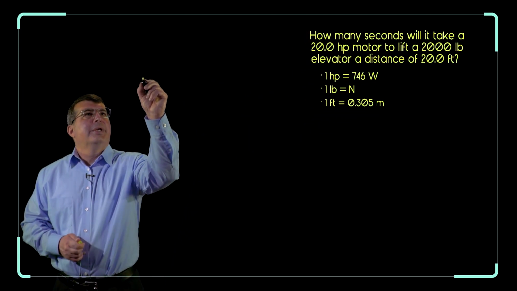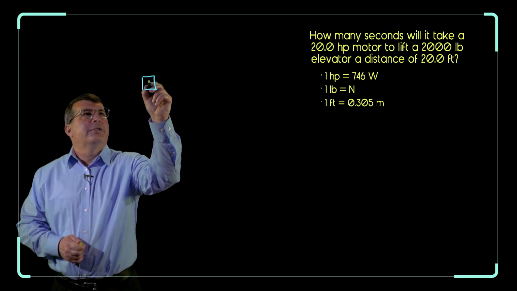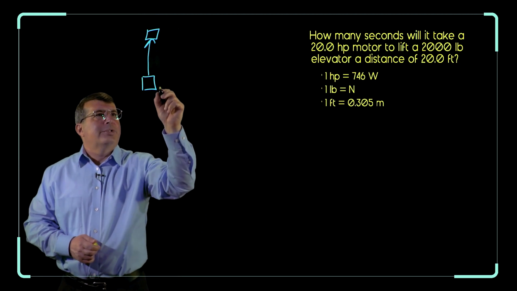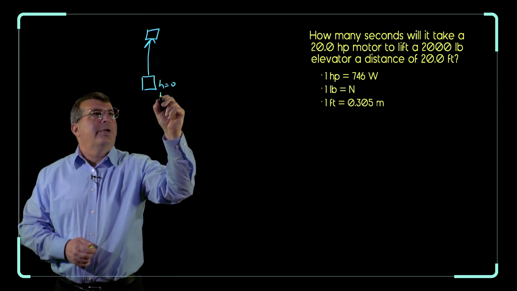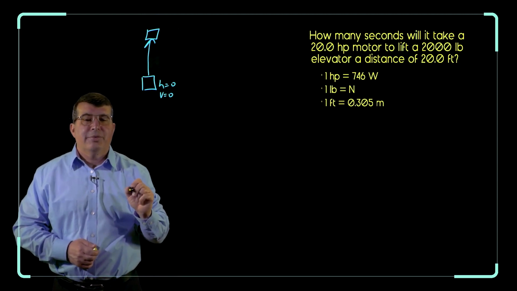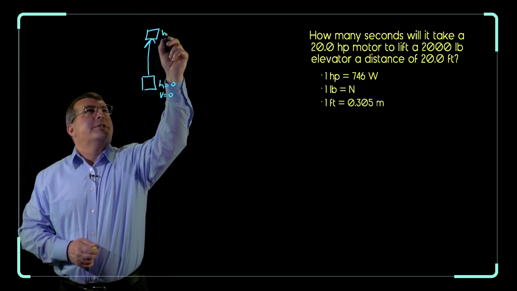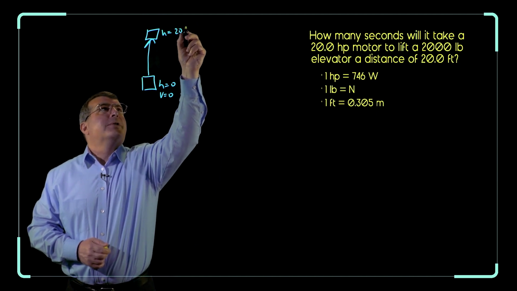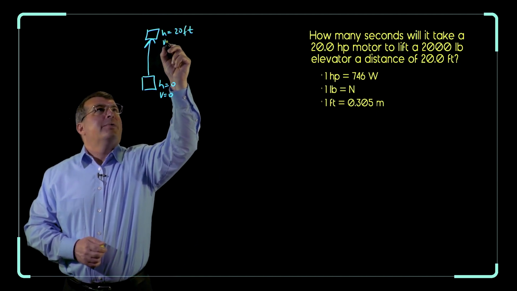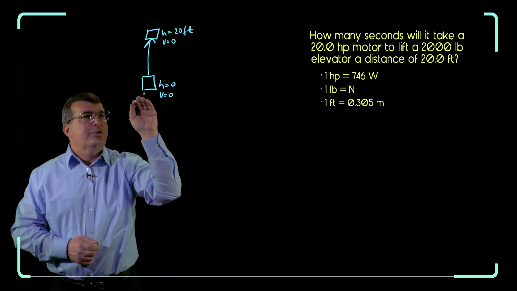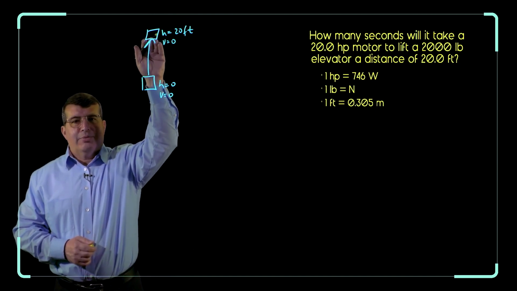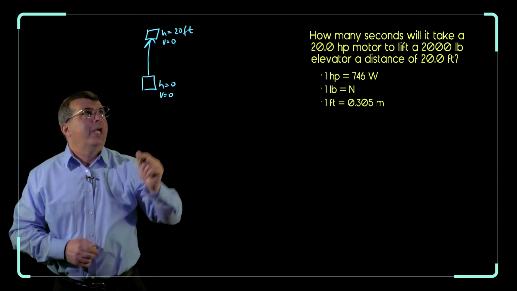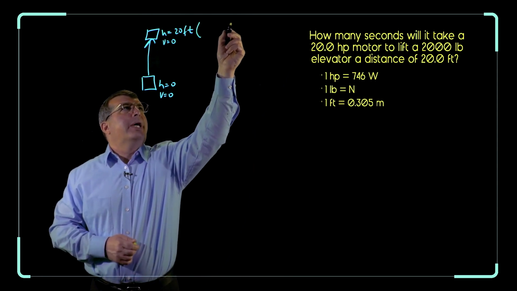Okay, here's our elevator. It goes up, and we'll say this height is equal to 0, and we'll say that its speed is 0 at the bottom. At the top, its height is 20 feet, and we'll say that it comes to rest again. So the elevator starts from rest and stops at rest, but it goes up 20 feet, which we have to convert. So let's go ahead and do that.